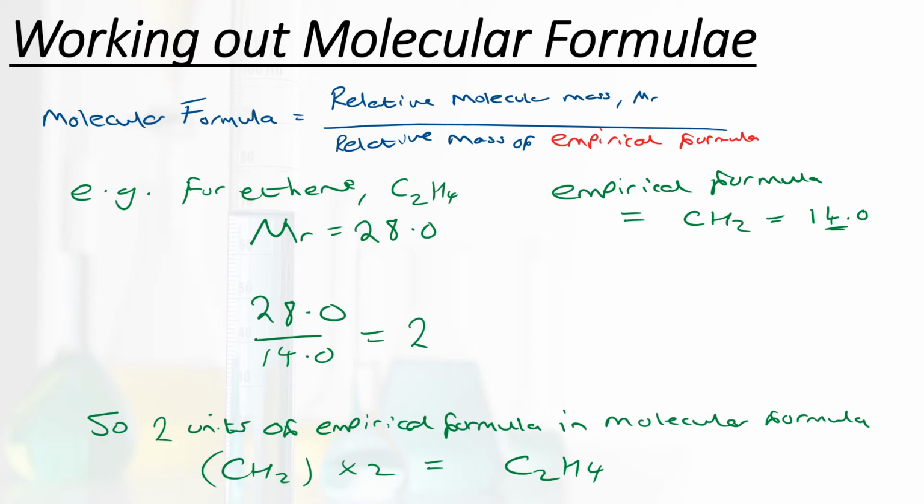So let's say that we were given in the question that we've worked out that our empirical formula for this molecule is CH2, and we're told that the Mr, we're not told at this point that it's ethene, but the molecular mass of this molecule is 28. Using our formula, we take the relative molecular mass we're given, 28.0, and divide it by the relative mass of the empirical formula, 14.0, and that tells us that we have 2 units of the empirical formula in the molecular formula. So we have 2 units of CH2, which is the same as C2H4, and that confirms that it's ethene.